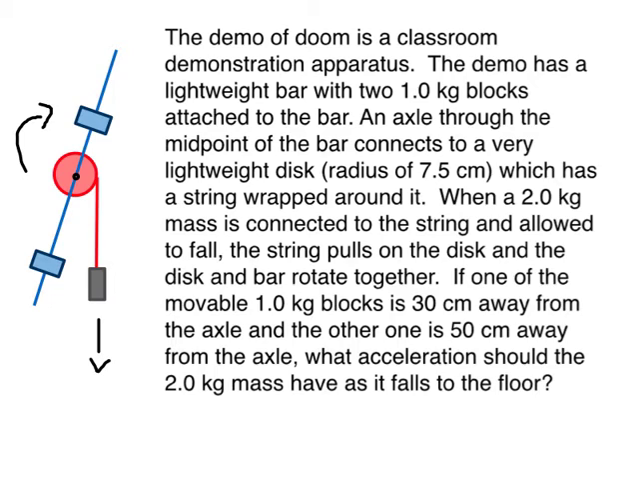An axle through the midpoint connects a very lightweight disc, which has a radius of 7.5 centimeters, and which has a light string wrapped around it. When the 2 kilogram mass is connected to the string and allowed to fall, the string pulls on the disc and the disc and bar rotate together. If one of the movable 1 kilogram blocks is 30 centimeters away from the axle and the other one is 50 centimeters away from the axle, what acceleration should the 2 kilogram mass have as it falls to the floor?